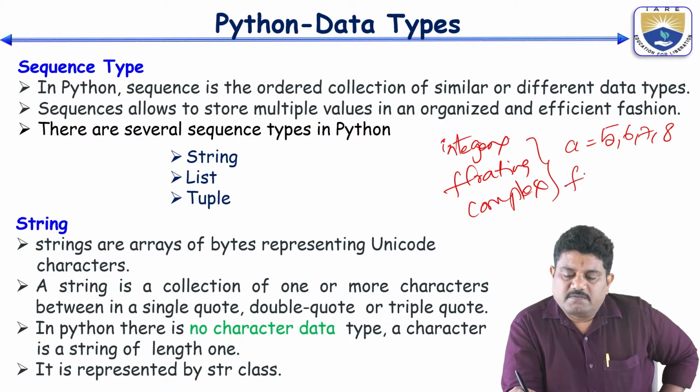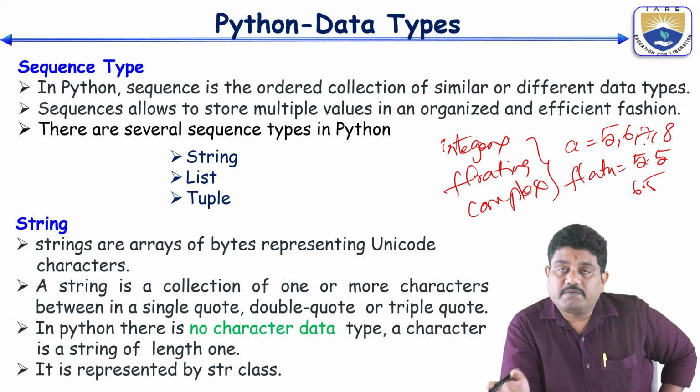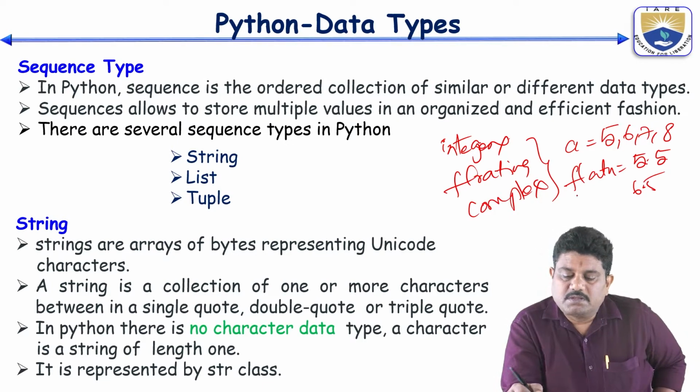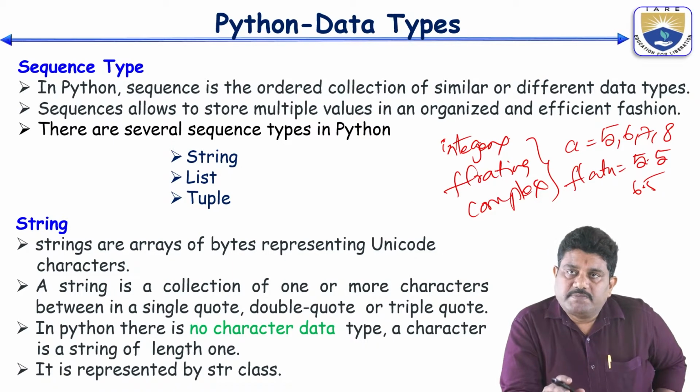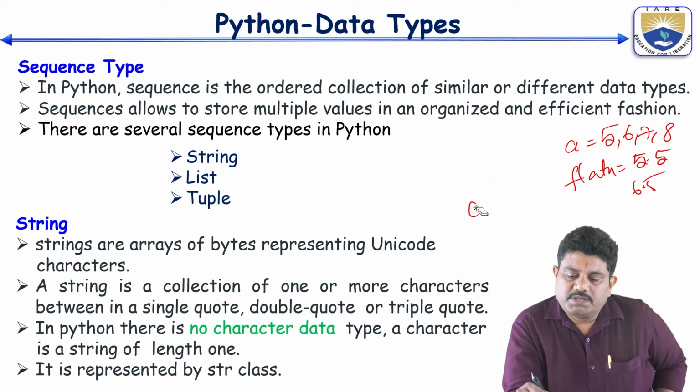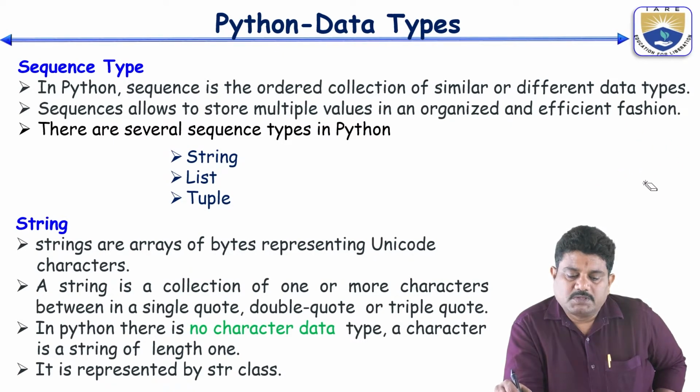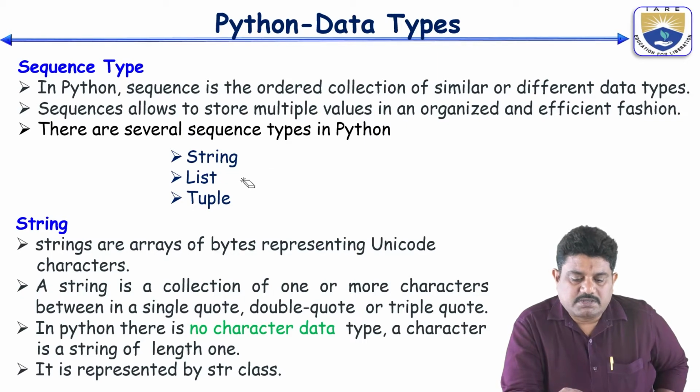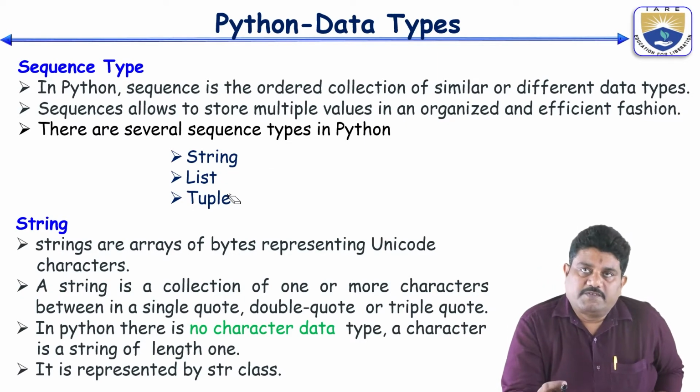Similarly, even for floating point, you can assign 5.5 or 6.5, but you cannot assign multiple values to a single variable. That is not possible, even for complex. But some situations demand that on a single variable name, we need to maintain multiple values. In such situations, we need sequence types. These sequence types are strings, list, and tuple. They are the different sequence types.